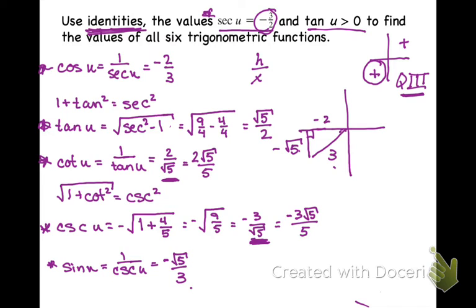Why would you square the 2 over the square root of 5 if it's in the square root? What are you talking about? For cosecant, why would you take the square root? Because you have the square root right here. Because the identity is 1 plus cotangent squared. So you take your cotangent right here and square it. So 2 squared is 4, and the square root of 5 squared is 5.